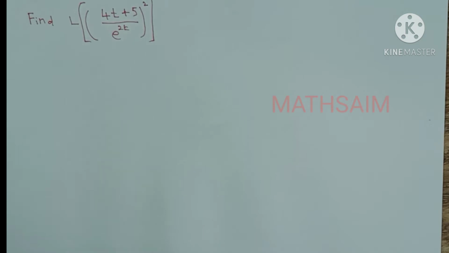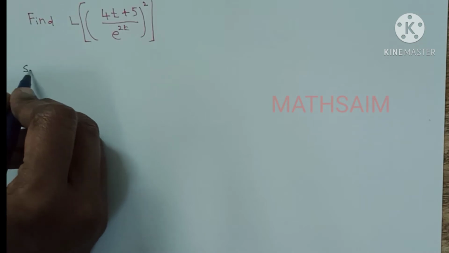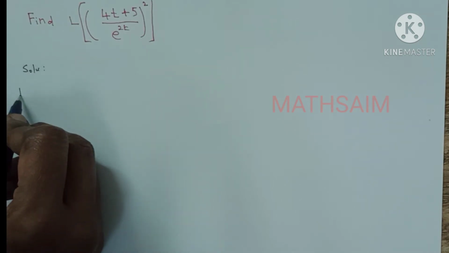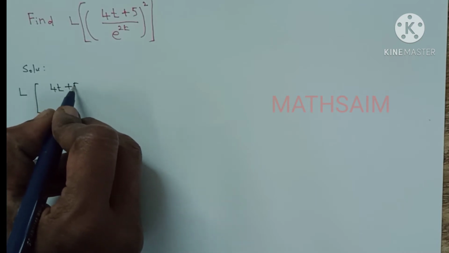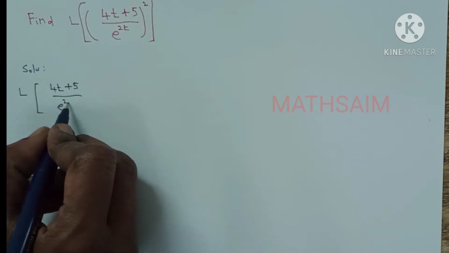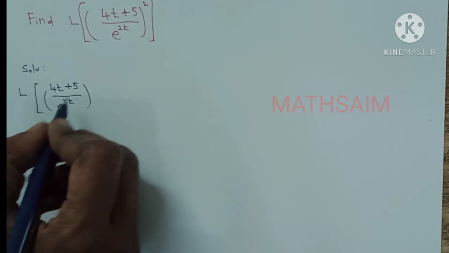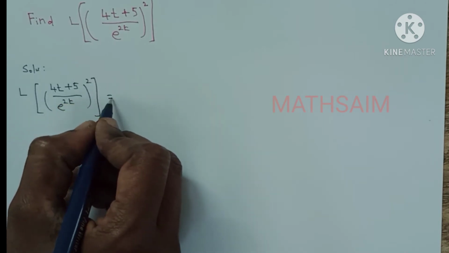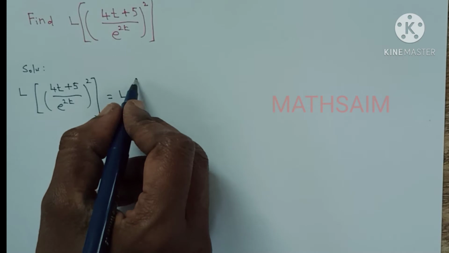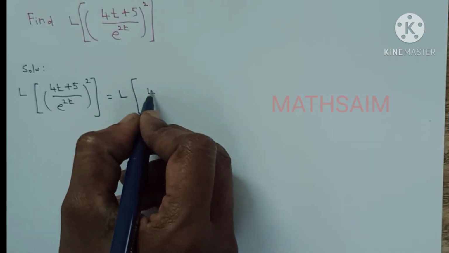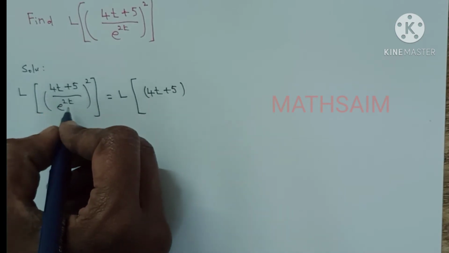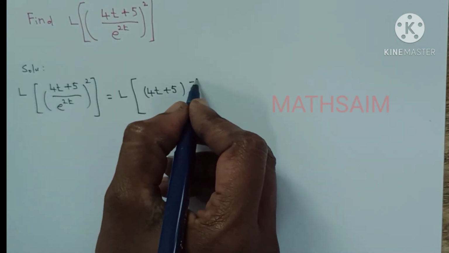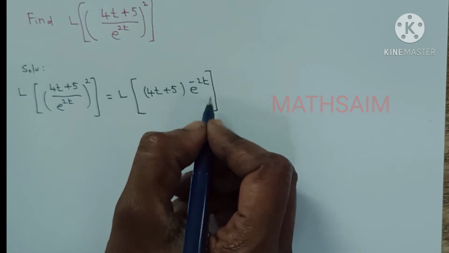Now we are going to solve this problem. Laplace transformation of (4t plus 5) by e power 2t, the whole square, is equal to, now we can write this as L of (4t plus 5) into this 1 by e power 2t, which can be written as e power minus 2t the whole square.